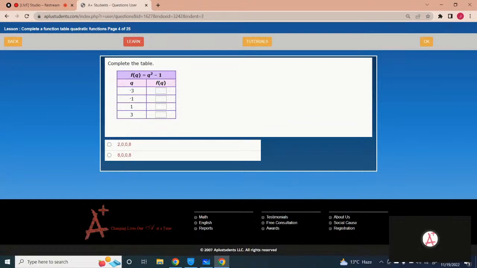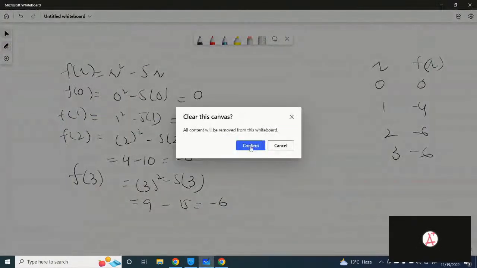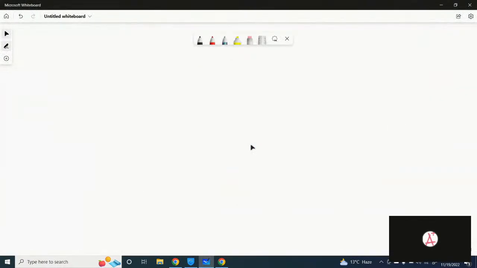The function is f of q equals q square minus 1, and the values are -3, -1, 1, and 3. You have to put the values -3, -1, 1, and 3. Simply replace the q with the value. Got it? For the first one, which is -3, just replace q with -3.